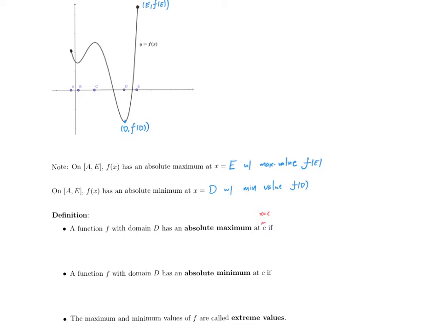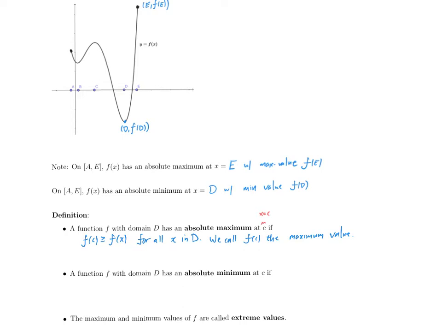That is to say, if f of c, the function output at c, is bigger than or equal to f of x for all other inputs. So that would be for all x in that domain D. And in this case, we call f of c the maximum value. And a common question we are going to encounter is, for a given function, determine the maximum and minimum values.